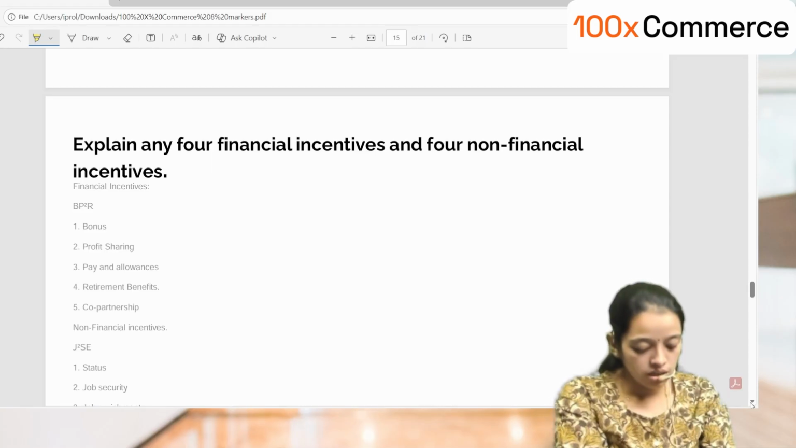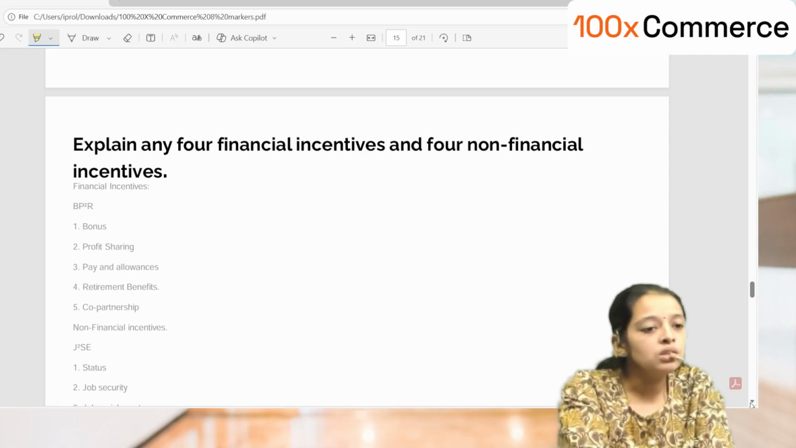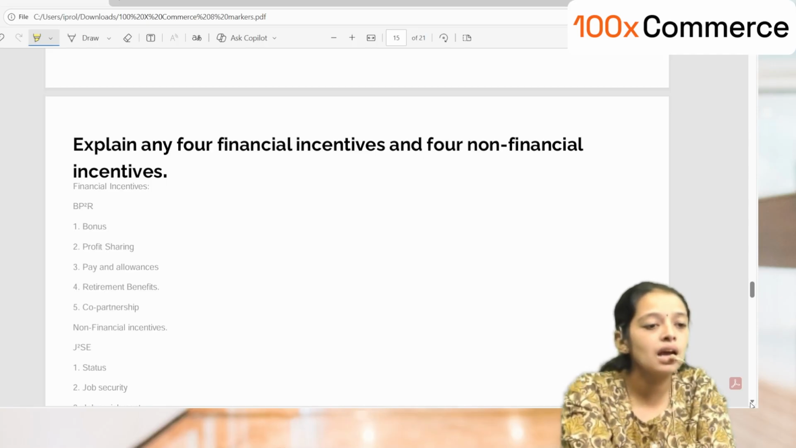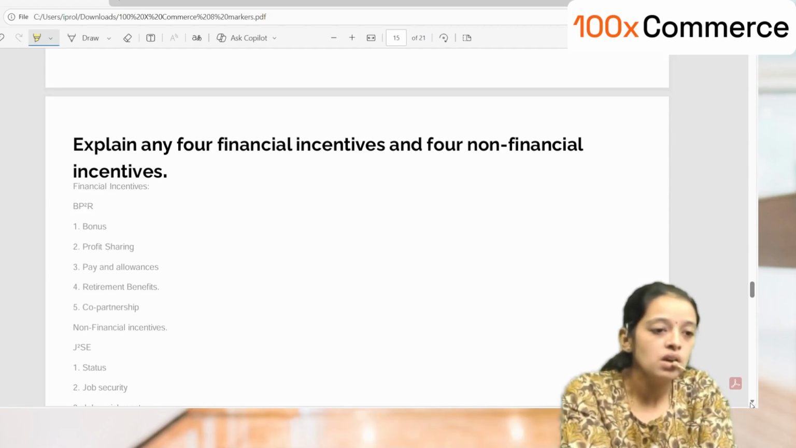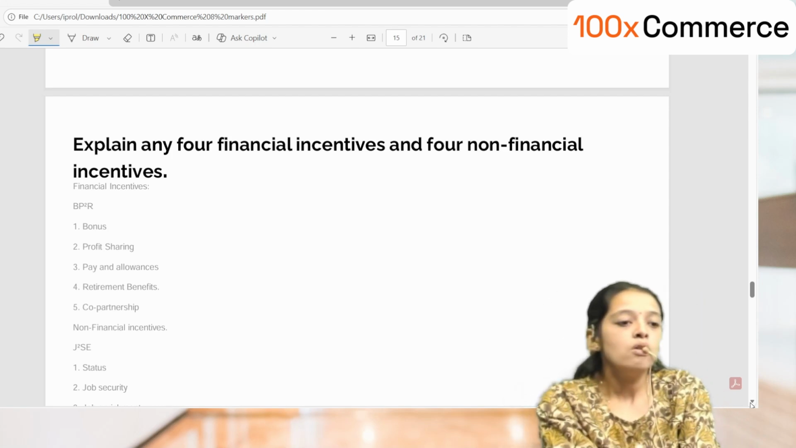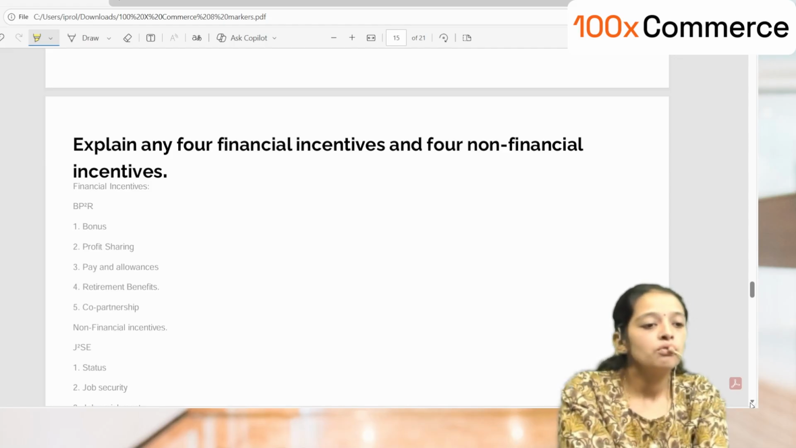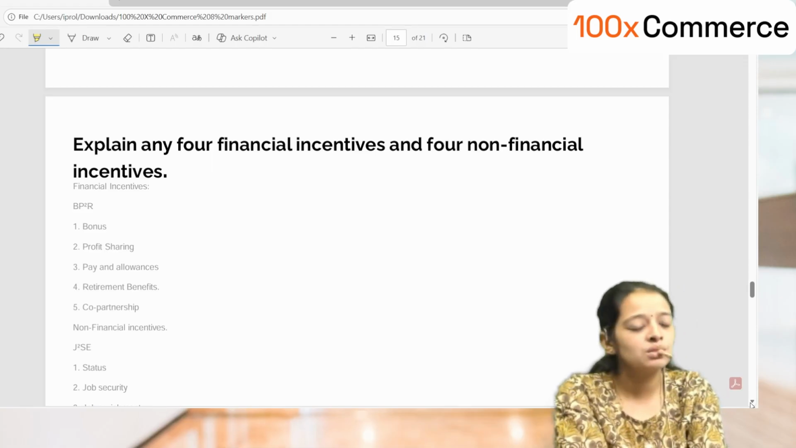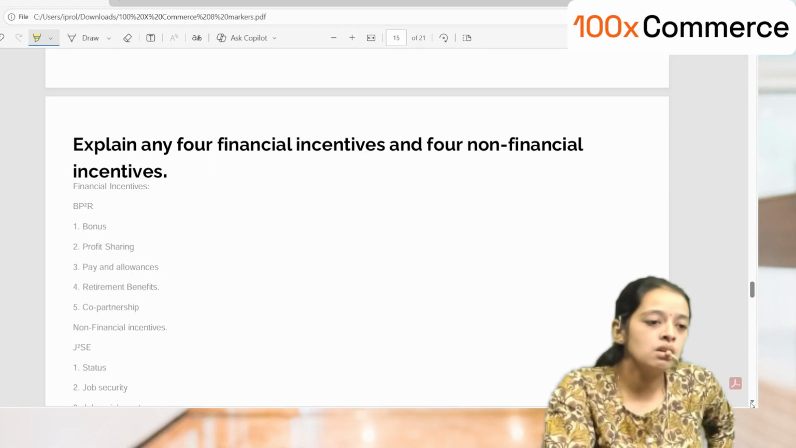So what are these financial incentives? First of all, let's understand the meaning of incentive here. An incentive is nothing but anything that is paid over and above the normal salary of the individual person. This we call an incentive. Incentives can be given in monetary terms and also in non-monetary terms. Here, the monetary ways in which we can give incentives, the first one will be bonus. That is any extra amount that is paid to the employee by the employer over and above the salary, we call it a bonus.